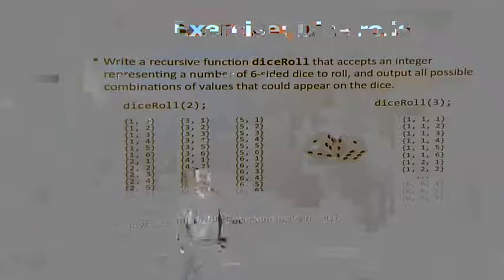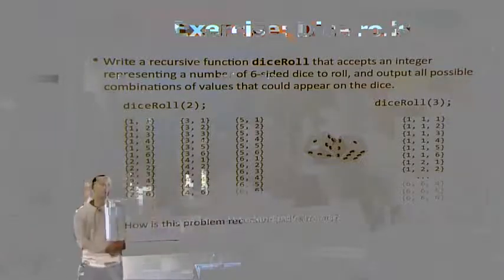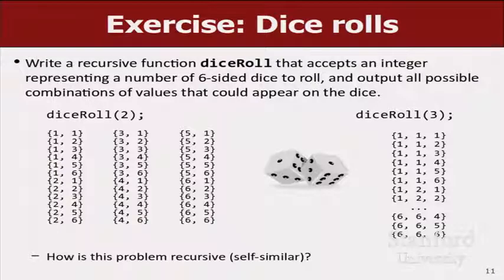OK, let's talk about a different one. Let's keep going. Let's roll some dice. Let's write a function called DiceRoll, and you'll pass in an integer for the number of 6-sided dice that you want to roll. It will output all of the possible combinations of values for those dice. So if you do DiceRoll 2, it'll print all the combinations of 2 dice you could roll. If you say DiceRoll 3, it'll print all the combinations of 3 dice you can roll.